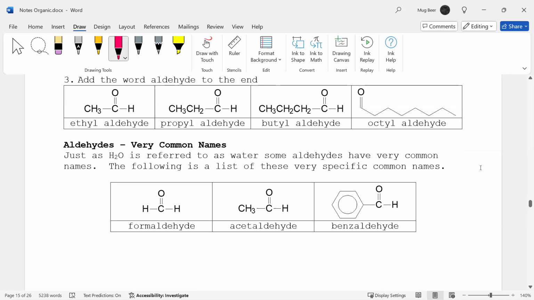The first one, I'm sure you've heard that name before, formaldehyde. The middle one is acetaldehyde, because for a long time, two carbons was referred to as ACET, so ACET used to be two carbons, so you might see acetaldehyde instead of ethyl aldehyde or ethanal written. And then the last one is benzaldehyde. That was one of those functional group things that we talked about on Monday about the benzene rings.